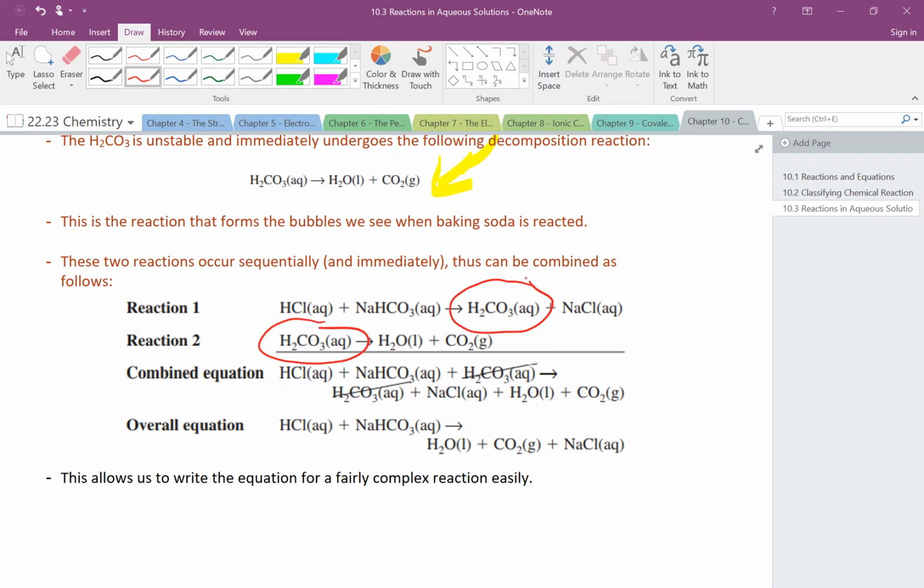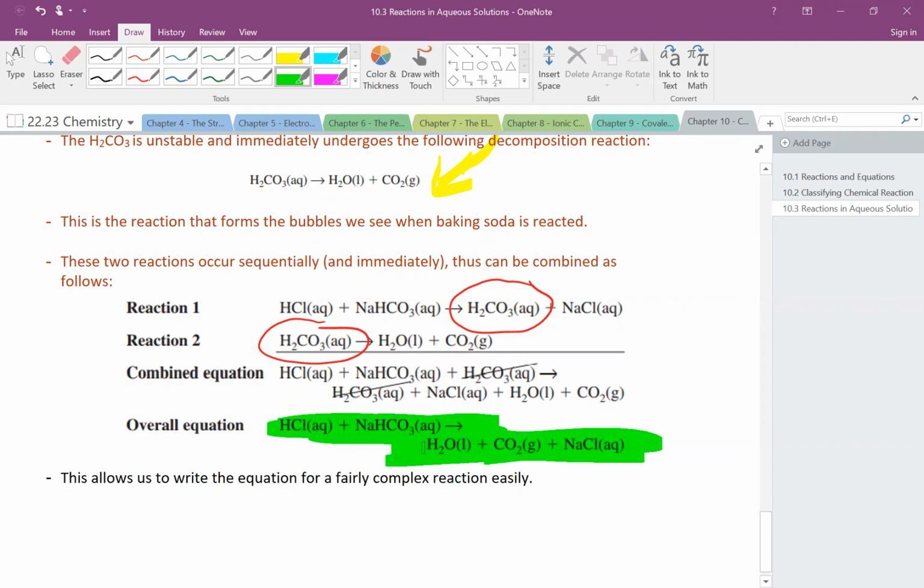And so for my overall net reaction, I'm going to take hydrochloric acid and add it to sodium hydrogen carbonate. I'm going to form a sodium chloride, a water molecule, and a carbon dioxide molecule. And that's what I have pictured here. We'll get more practice with it if we need to, but I don't think it's too heavily covered on the exam. But I do want you to be aware that we can combine chemical reactions because it allows us to write fairly complex reactions pretty easily.